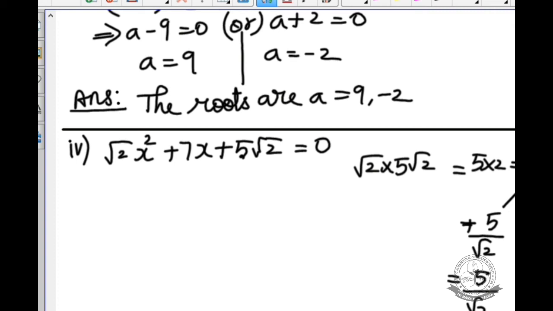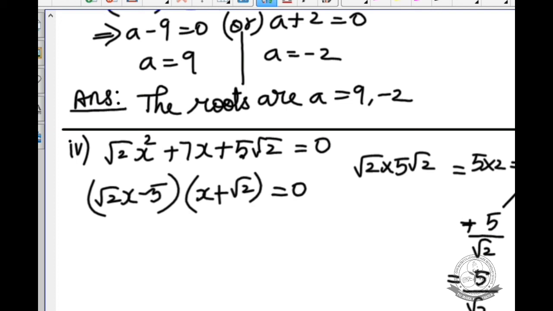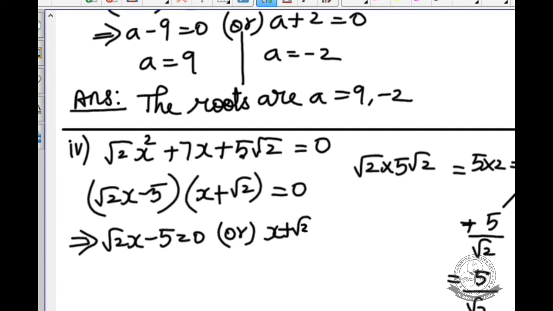Here root 2 by 1, it is in the variable x. So we write it with x: denominator root 2 into x, root 2x, numerator minus 1. Next, 1 into root 2, 1 into x, x plus root 2 equal to 0. Product of two terms 0 implies either of the terms 0. That is, root 2 into x minus 5 equal to 0 or x plus root 2 equal to 0.